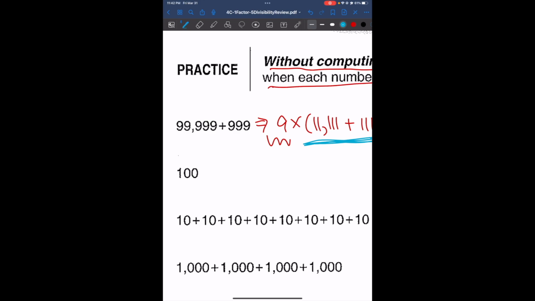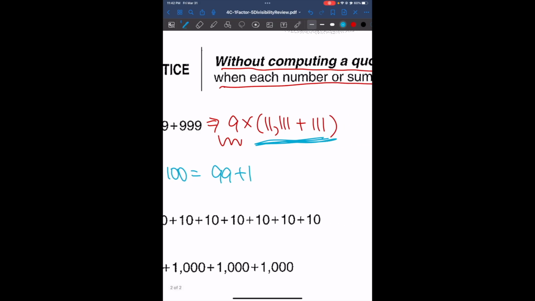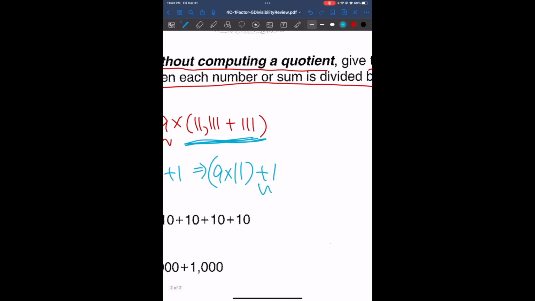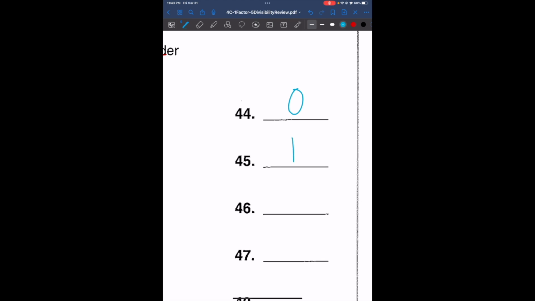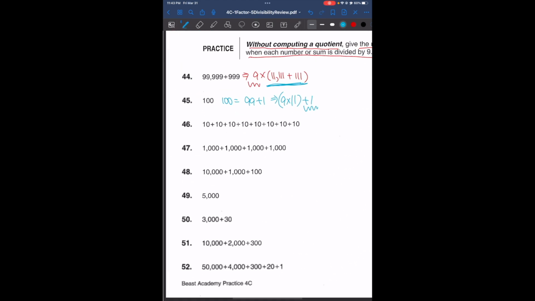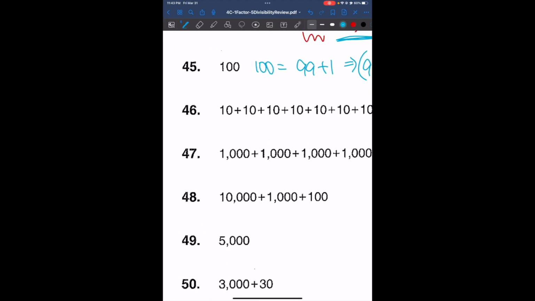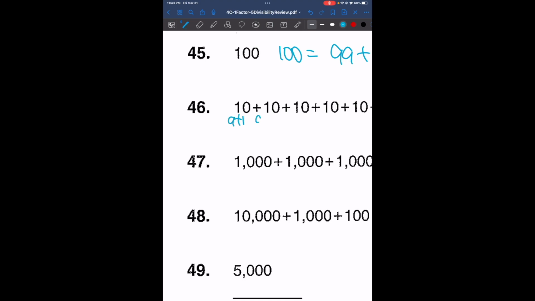Now for 100, 100 is going to be 99 plus 1. So that's going to be 9 times 11 plus 1. So we know that we have a remainder of 1 here. So the remainder is going to be 1. For this, we know that 10 is 1 more than 9. So this is going to be all expressed as 9 plus 1.